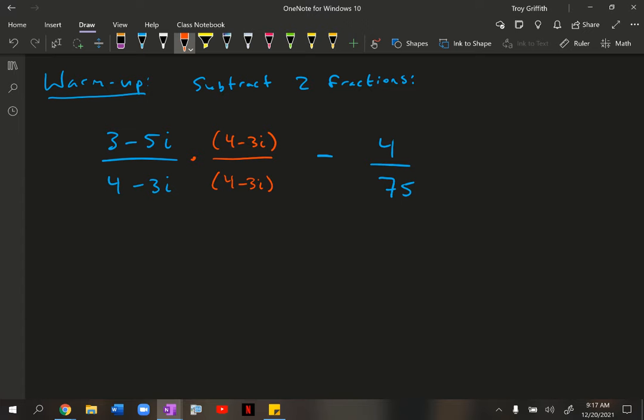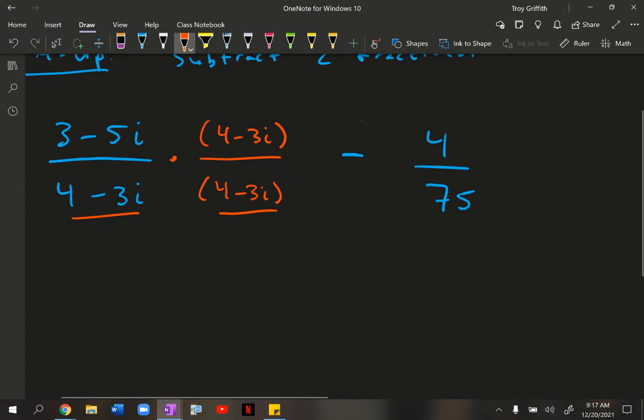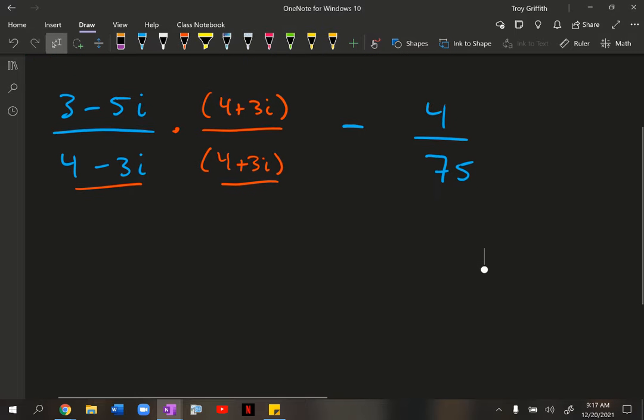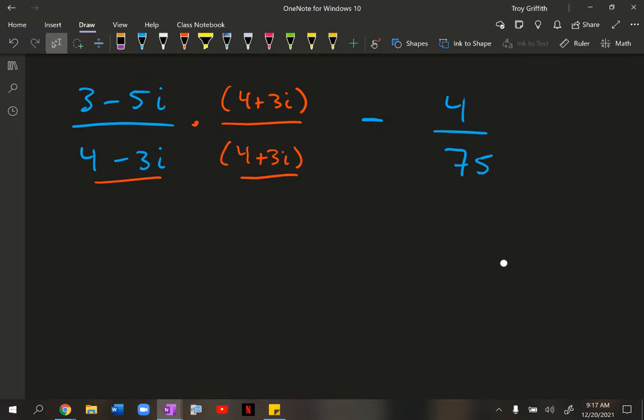So what I've written right now is incorrect because, remember, in order to rationalize, we don't want to multiply by the same thing that we have on the bottom. We want to multiply by its conjugate. So this really needs to be a plus sign right here. And once I get this plus sign, then I can start foiling and see what I get when I simplify it a little bit and combine like terms.